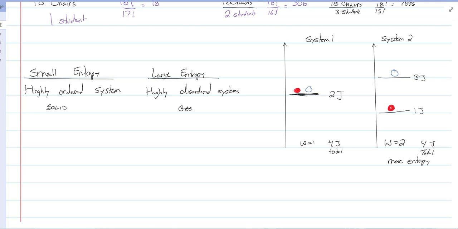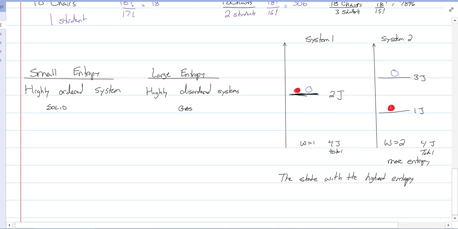The state with the highest entropy has the greatest dispersal of energy.